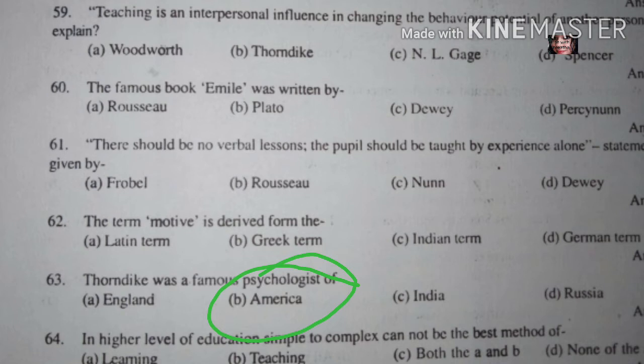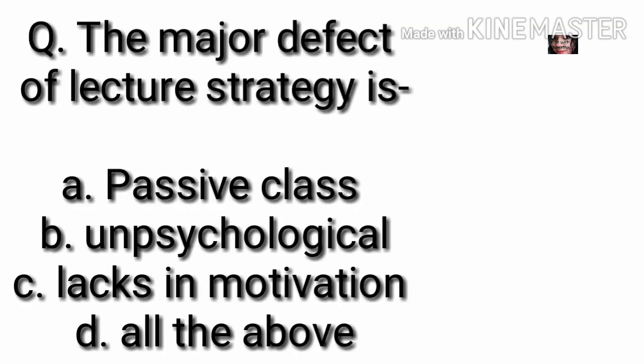Next question. In higher level of education, simple to complex cannot be the best method of: options are learning, teaching, both A and B, and option D is none of the above, and the correct option is B, teaching. Next question. The major defect of lecture strategy is: the options are passive class, unpsychological, lacks in motivation, and option D is all the above, and the correct option is D, all the above.